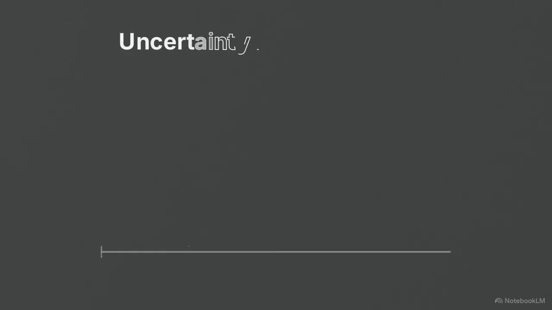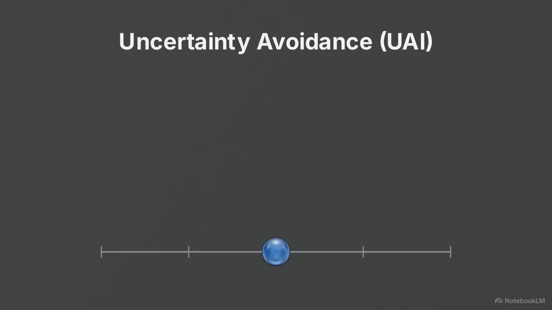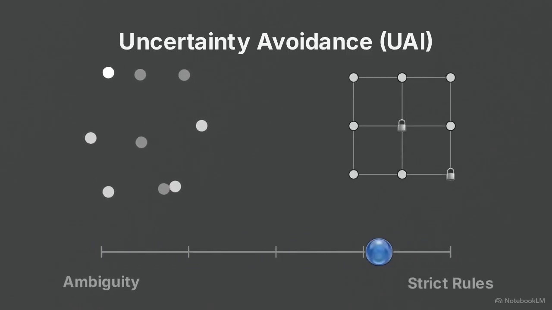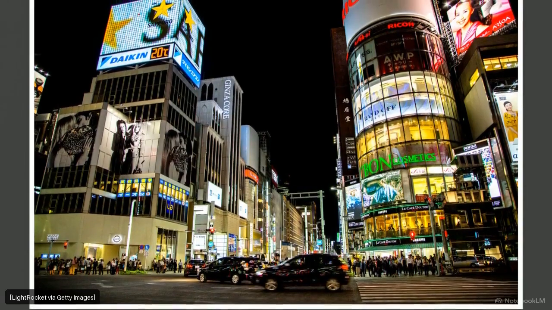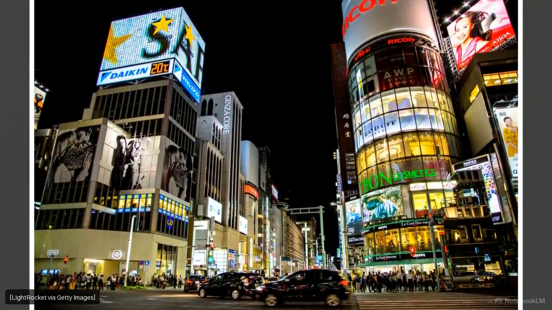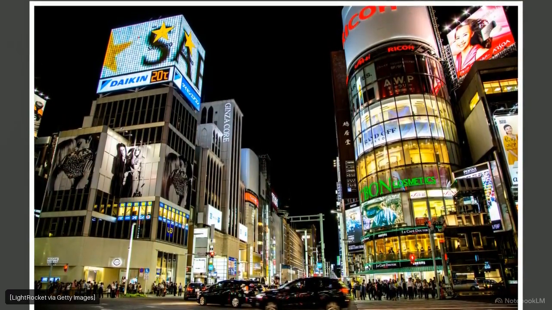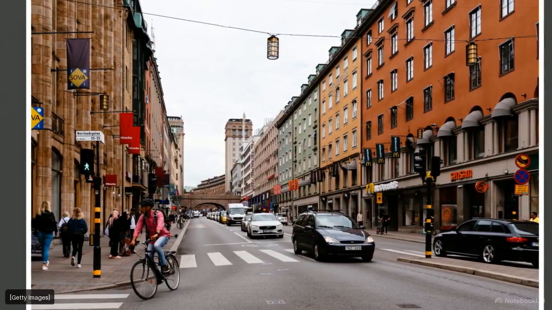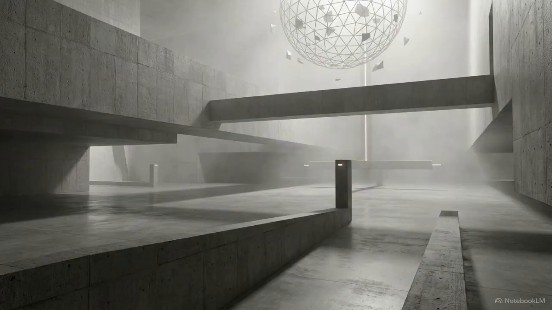The next dimension is the Uncertainty Avoidance Index, or UAI. This tracks how uncomfortable a society feels with ambiguity and whether they prefer strict rules or open-ended exploration. Japan scores high on this index. Users here require high levels of security and comprehensive context before making a decision. Sweden, on the other hand, scores low. People are highly comfortable with open space and don't need exhaustive instructions to navigate their environment.